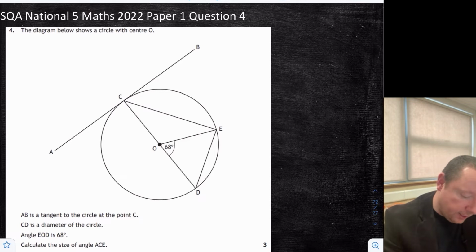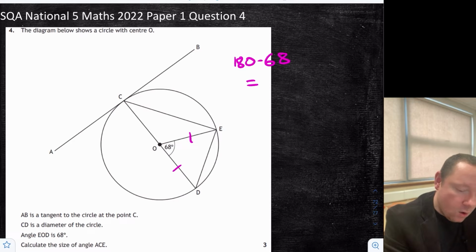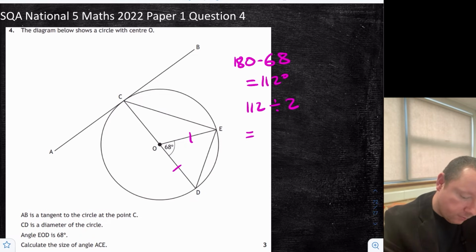So I've got 68 here, so is this an isosceles triangle? Yes it is, so I can do 180 minus 68. That is 120 minus 8, 112. So 112 divided by 2, 2 into 11 goes 5, 56. So we get 56 down this side.